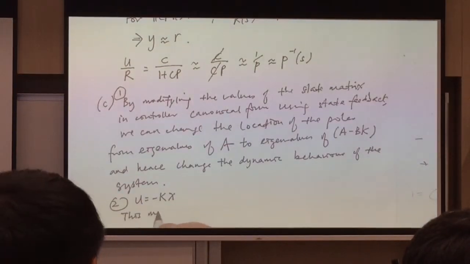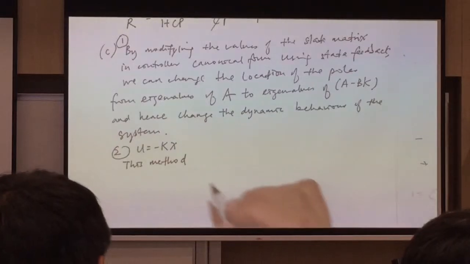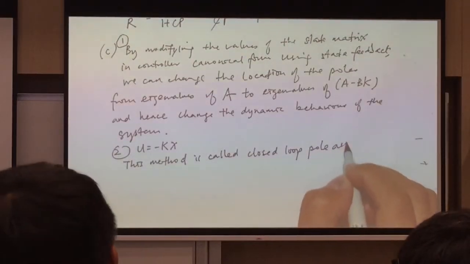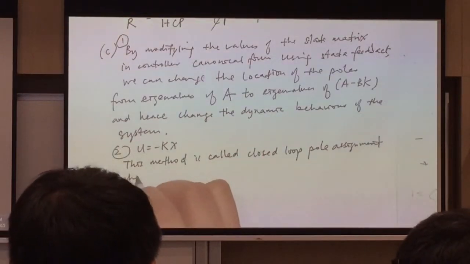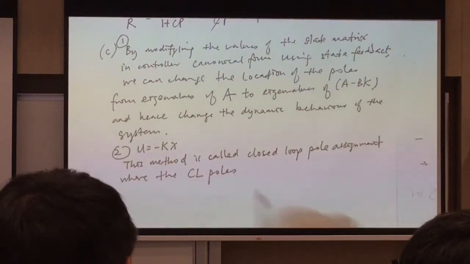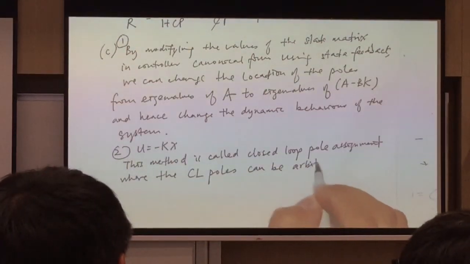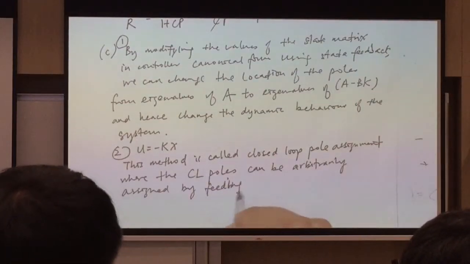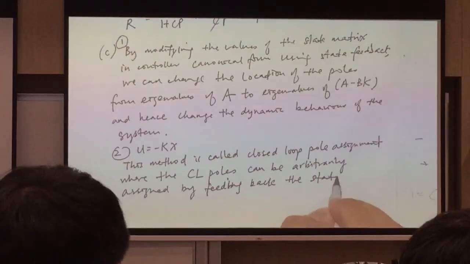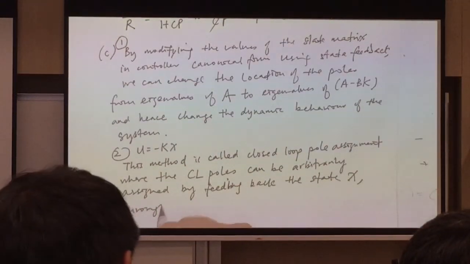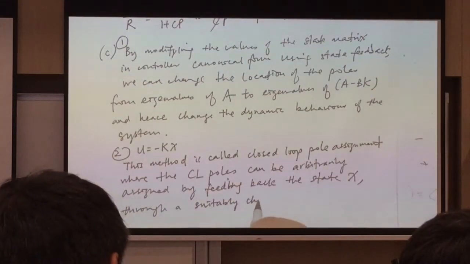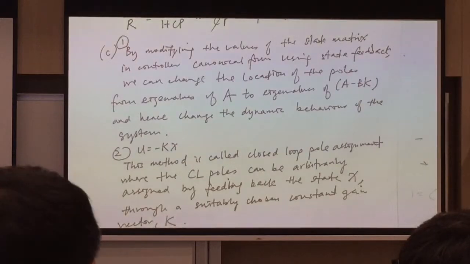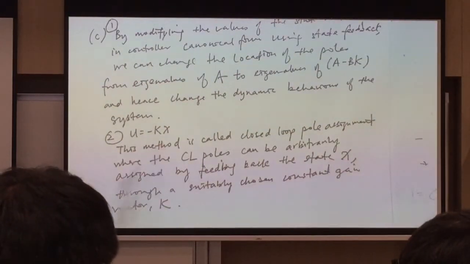And this method is called closed loop pole assignment, where the closed loop poles can be arbitrarily assigned by feeding back the state X through a suitably chosen constant vector K. And that is the whole thing explaining U equals minus KX.